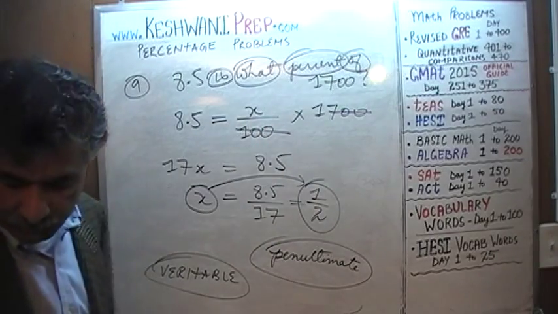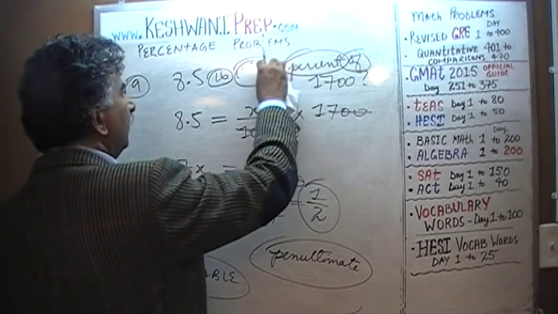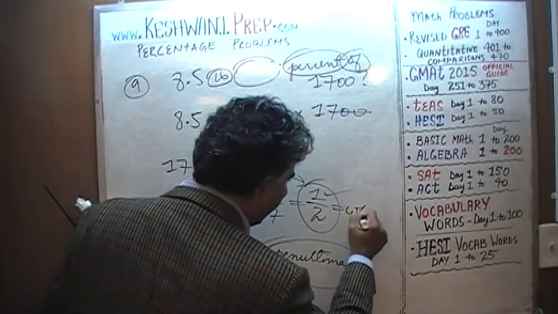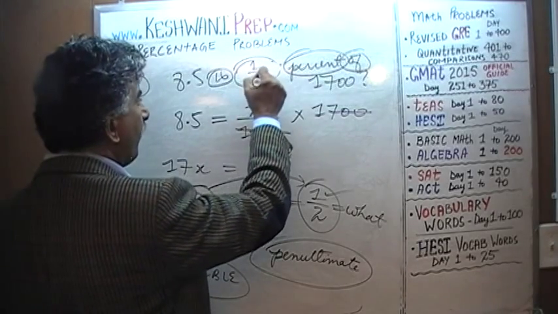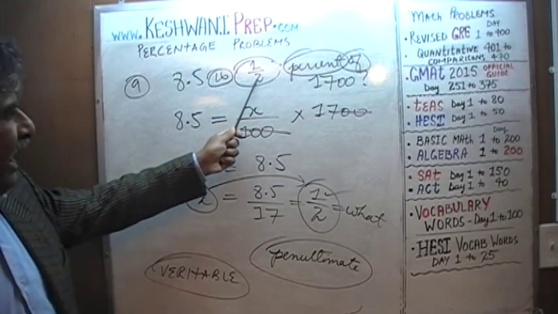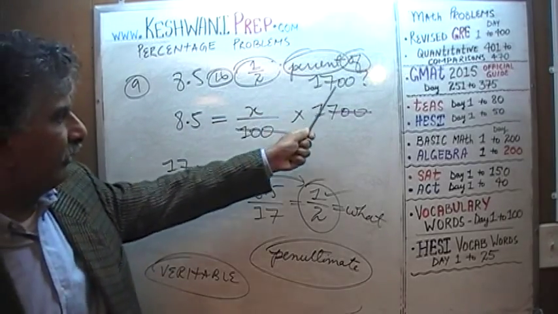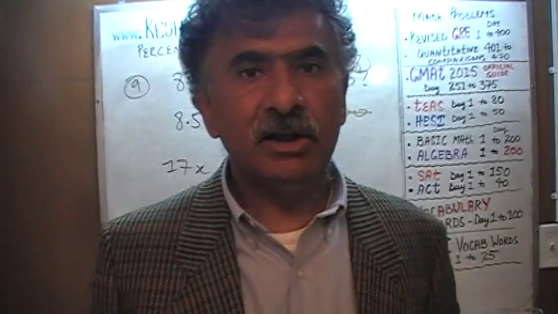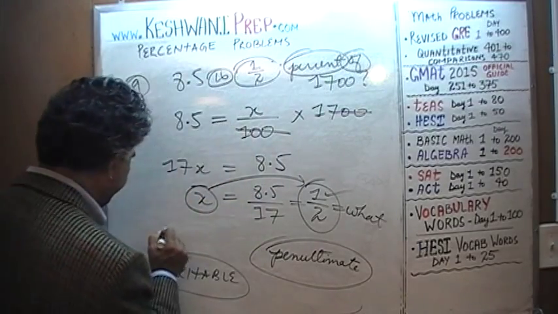We go back to our original problem, and where we see the word what, this was the unknown quantity. Where we see the word what, we're going to replace it with what we are claiming it to be. This is the unknown, so we substitute here. So what we are claiming is that 8.5 is half a percent of 1700. The question is, will you be able to provide me a cogent, intuitive explanation as to why that is true? First of all, another vocab word.